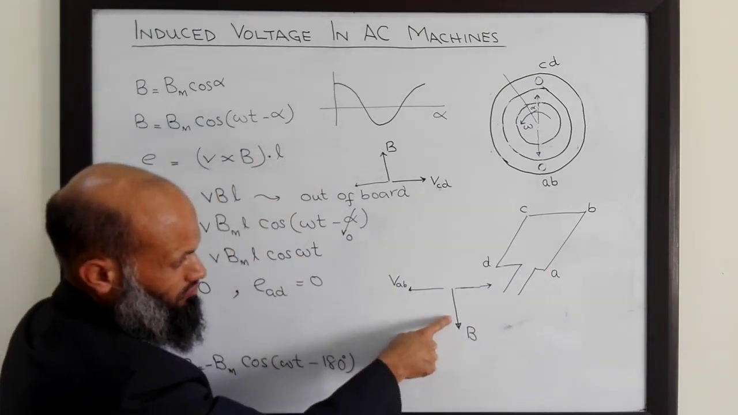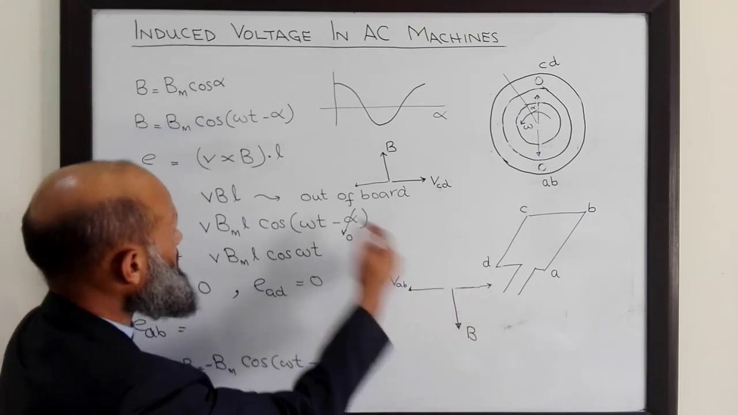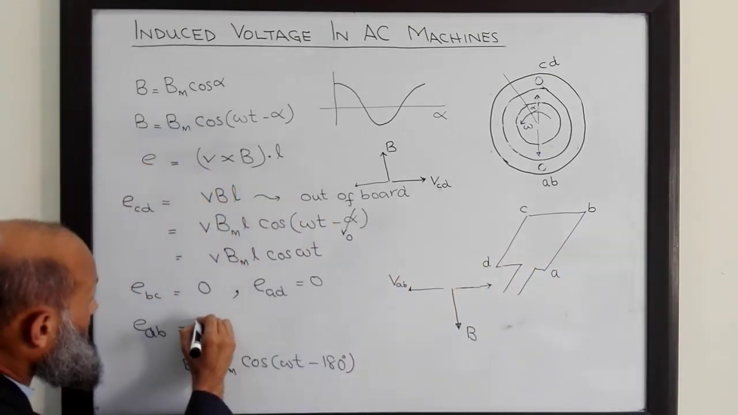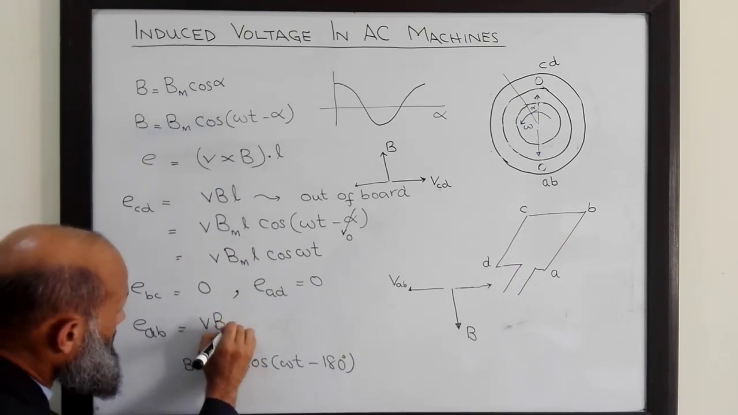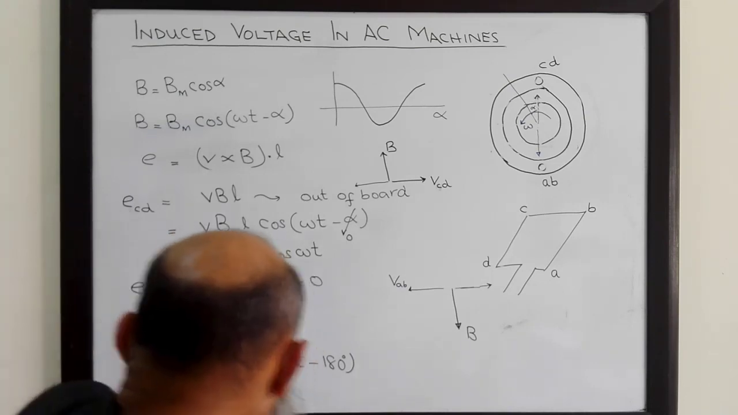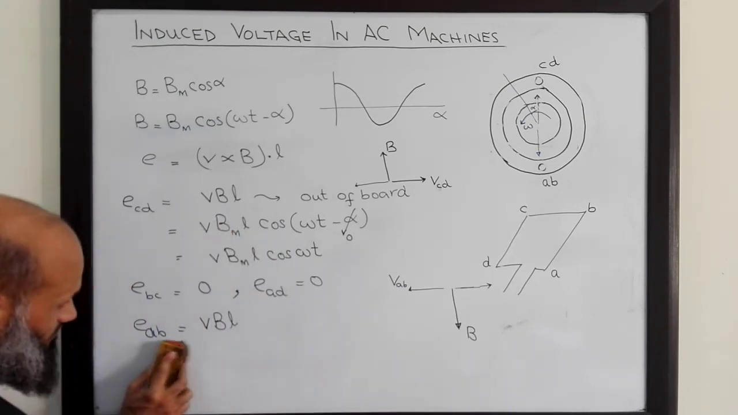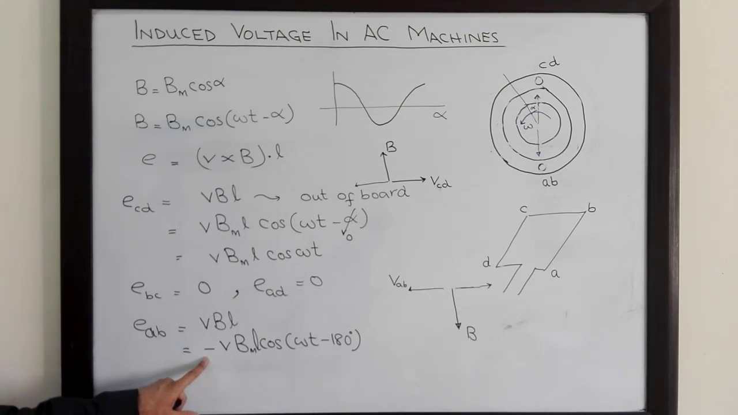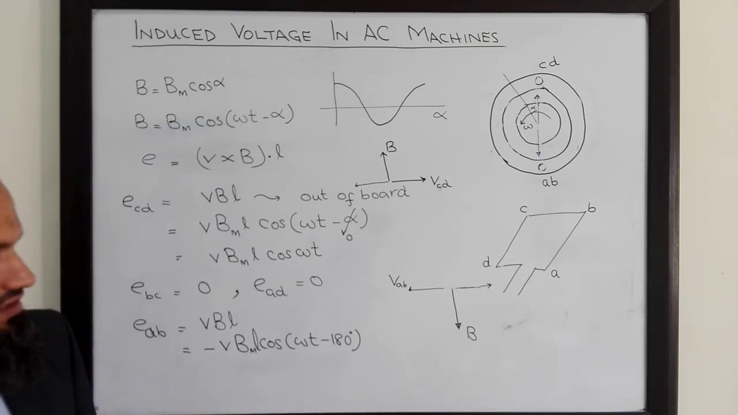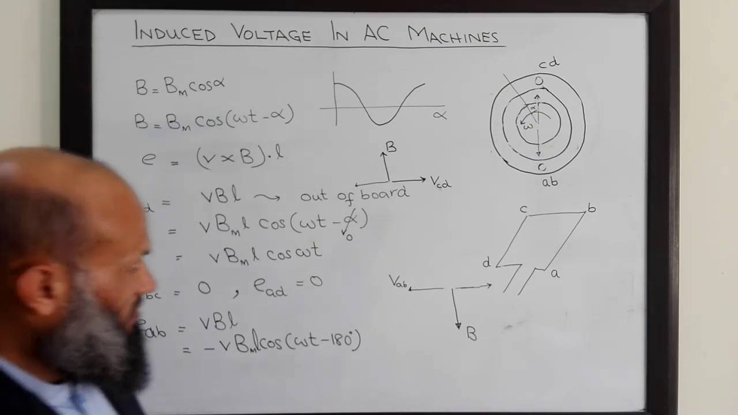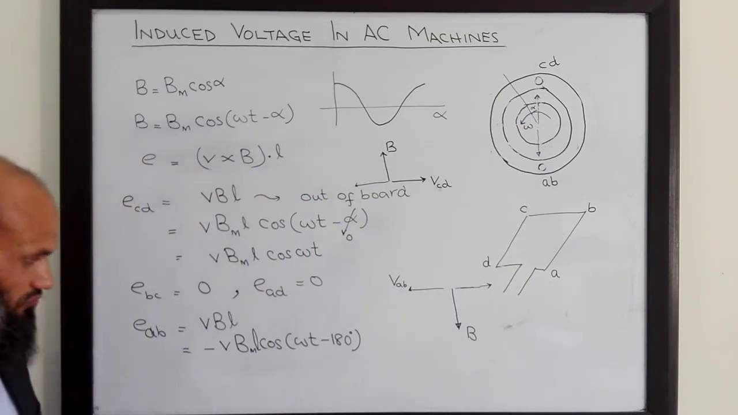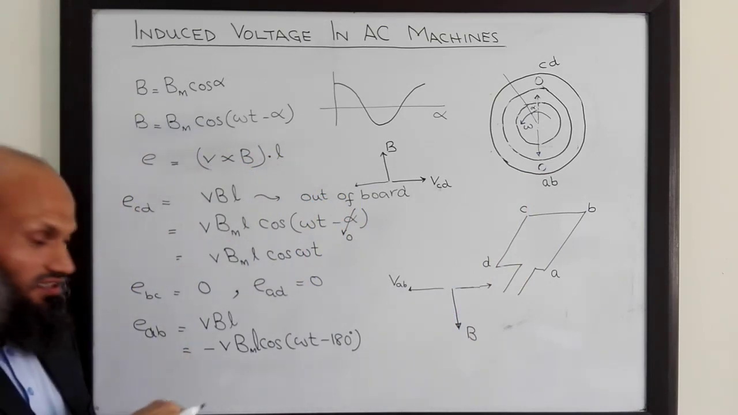V is perpendicular to B, so V cross B is simply VB, and their cross product is parallel to L, so this is VBL. And B, if we substitute here this expression, then we have this negative sign over here. It means that the direction that we have assumed for this voltage, that is out of the surface of the board, the actual polarity is opposite to that.